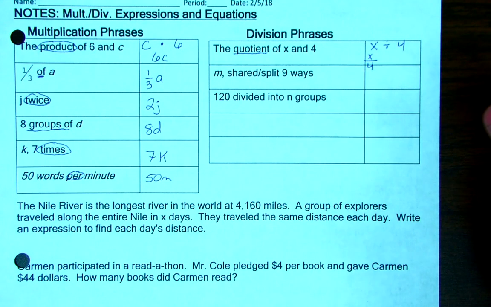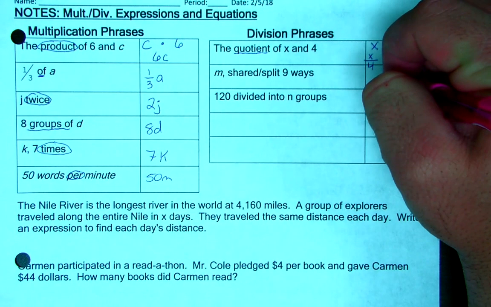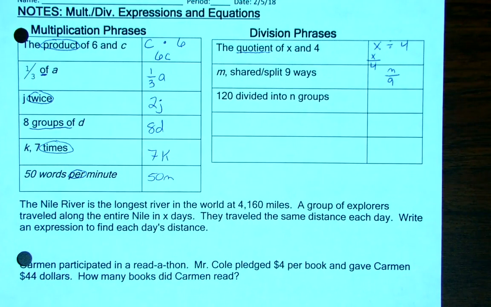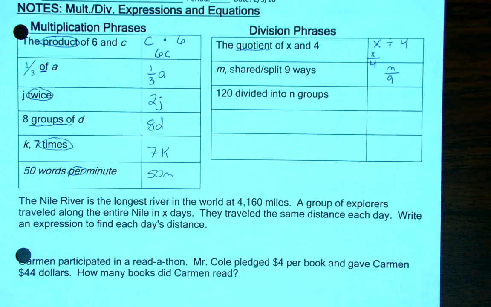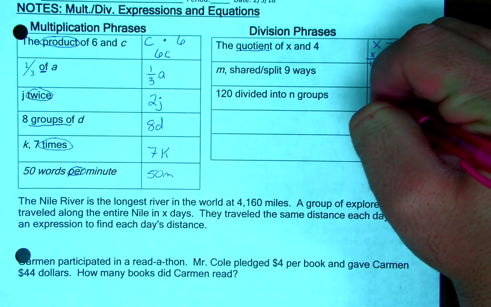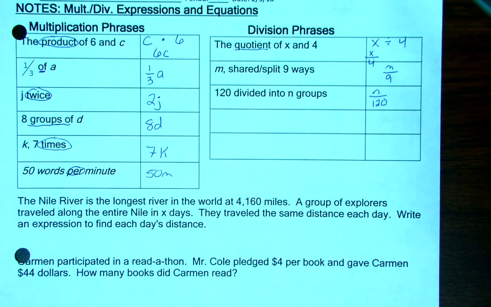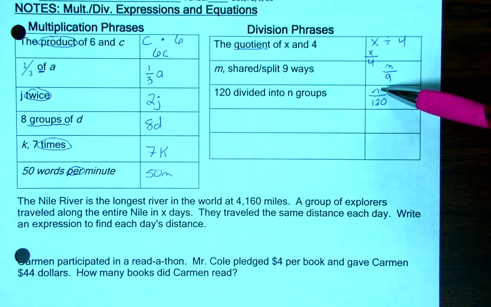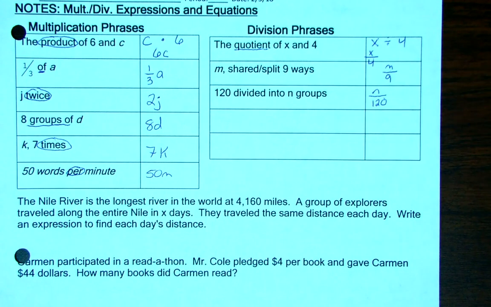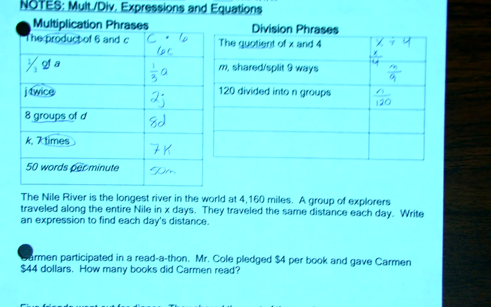M, shared or split 9 ways. So M, split 9 ways. And then finally, 120 divided into n groups. So n over 120. Notice where my variable's going every single time on my fraction. My variable's going on top. Keep your variable on top. Okay. Let's see if we can do a couple of these examples.